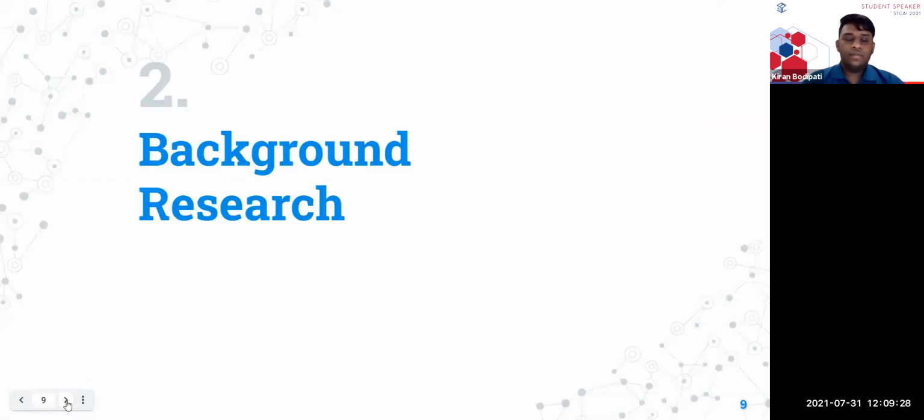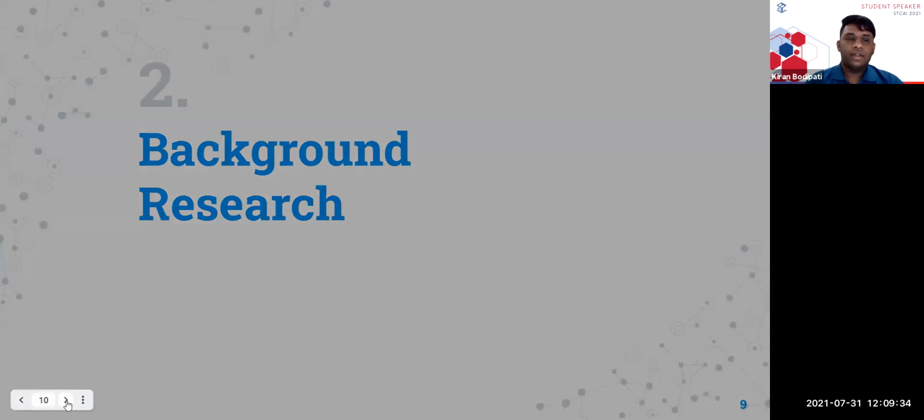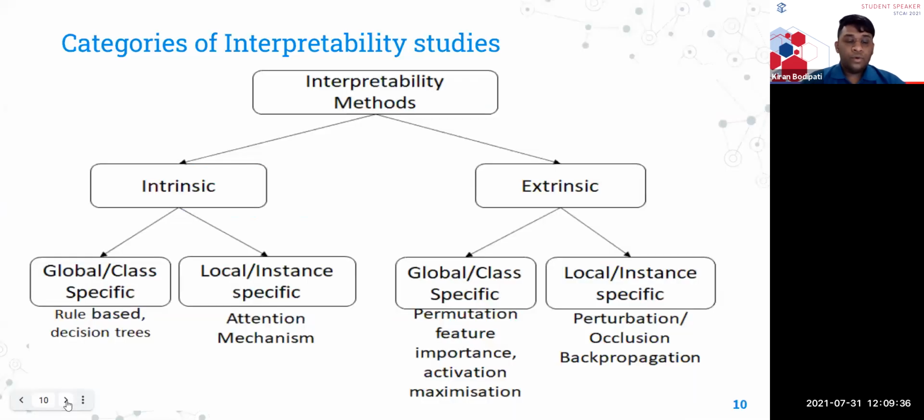Before we look at the results of the study, let us take a look into the previous work that was done in the interpretability of neural network-based graph embeddings. So the study into the interpretability of graph networks can be mainly divided into two categories. First is the intrinsic method, where the deep learning model itself contains mechanisms to provide an explanation. The other is a post hoc or extrinsic method, where an external interpretability model is developed to generate explanations.